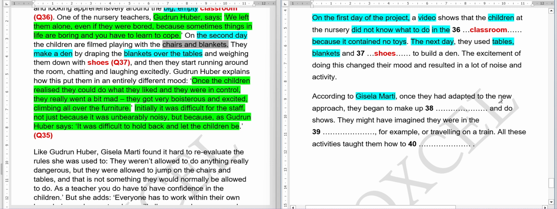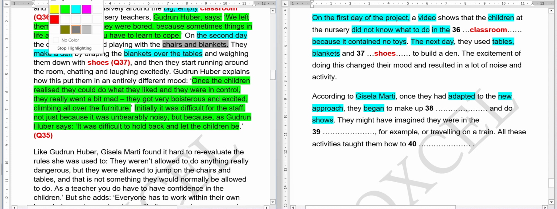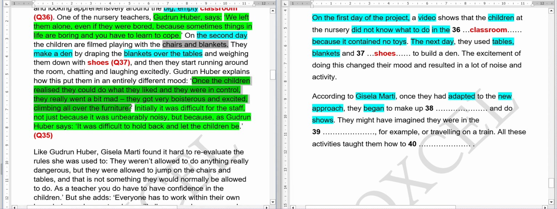"Once they adapted to the new approach, they began to make up and do shows." So they adapted, something about adaptation will be there to a new approach, and they started to do something. "Began" means they started. Okay, but here there is no mention of that. So now what I'm going to do is remove this, because obviously our answer is not here, so that you can easily identify this is not our answer location.